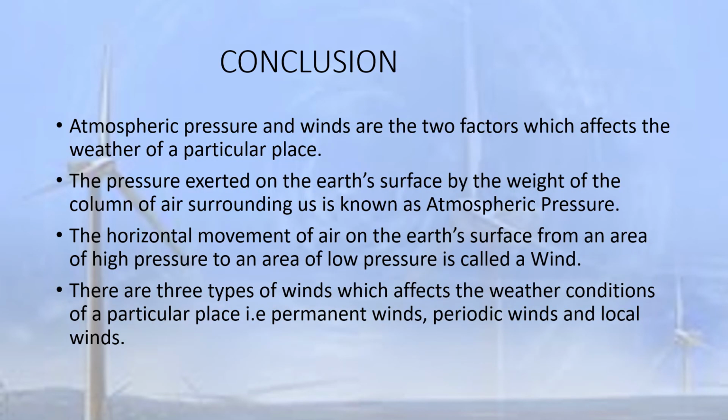So to conclude, atmospheric pressure and winds are the two factors which affect the weather of a particular place. The horizontal movement of the air on the Earth's surface from an area of high pressure to an area of low pressure is called a wind. There are three types of wind which affect the weather condition of a particular place, that is permanent winds, periodic winds and local winds.